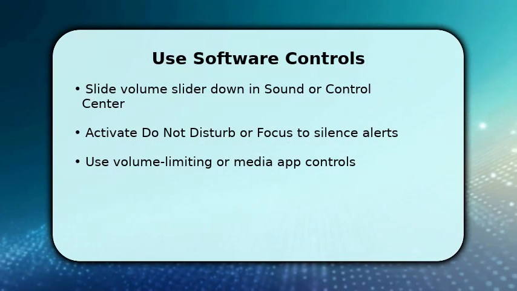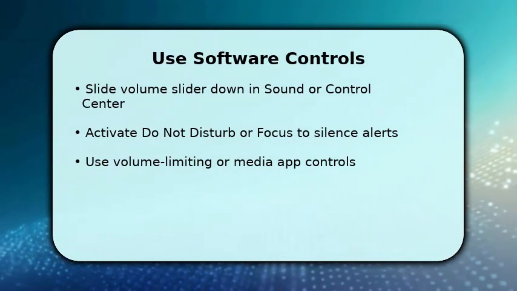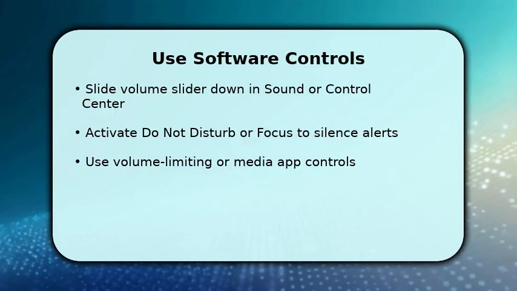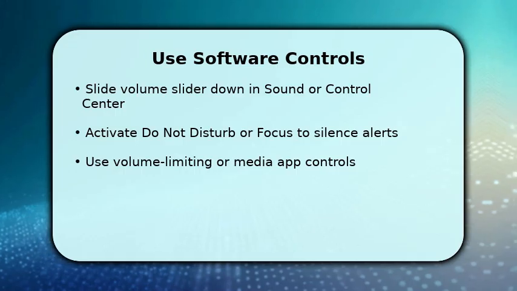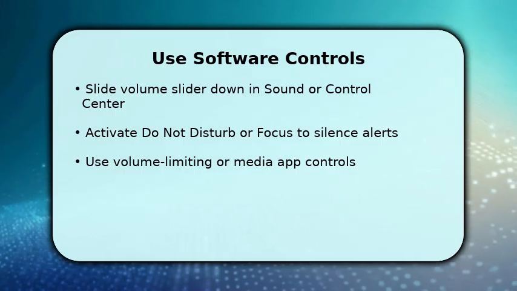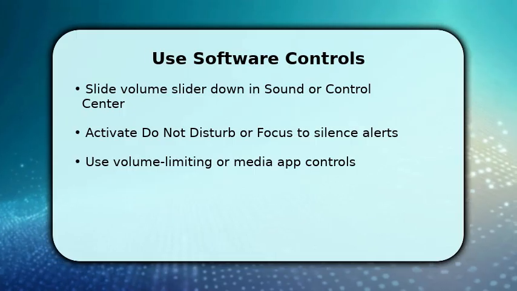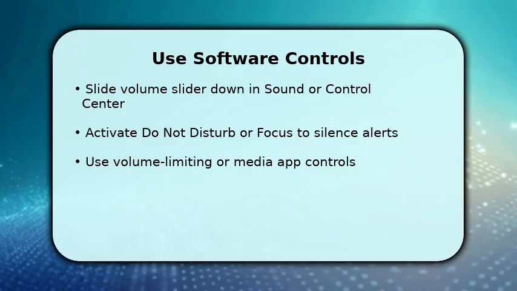Now you'll lower sound with software. Drag the volume slider down slowly to set the desired level. If alerts are the issue, enable Do Not Disturb or a focus mode to silence notifications. This reduces intermittent sounds without changing media volume.